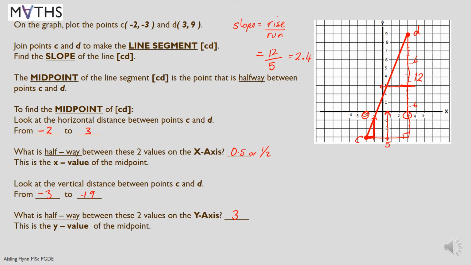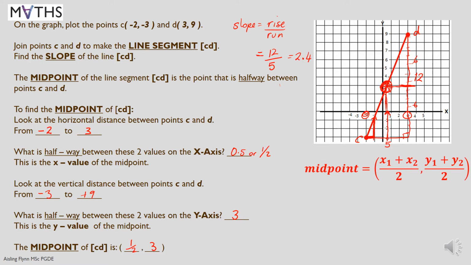Where these two lines coincide, so halfway along the horizontal and halfway up the vertical, we get the midpoint, right here. Loads of scribbles there now, it's not so clear, but you can see quite clearly that it is halfway between C and D along the sloped line. And so our midpoint, we'll say, is (a half, 3).